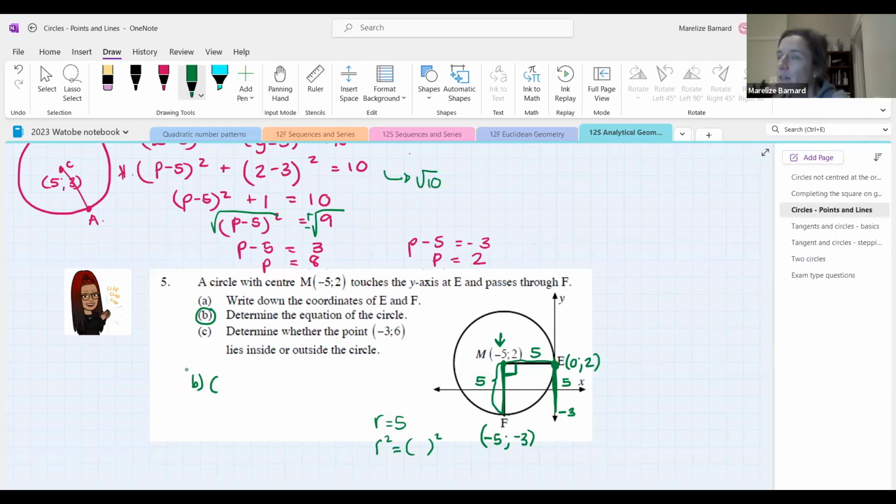Okay, so to get the equation of our circle, we need (x minus a) squared plus (y minus b) squared equals r squared. We have the coordinate of the center, so it's (x plus 5), (y minus 2), and then r squared is 5 squared, which is 25.